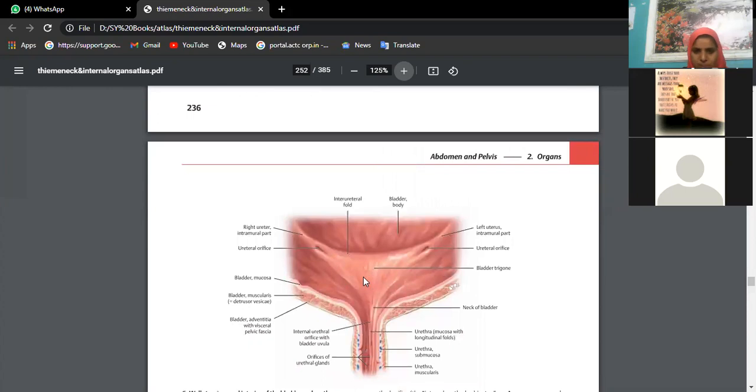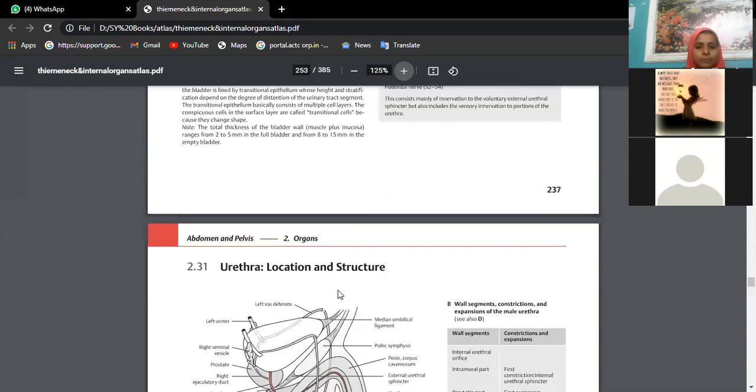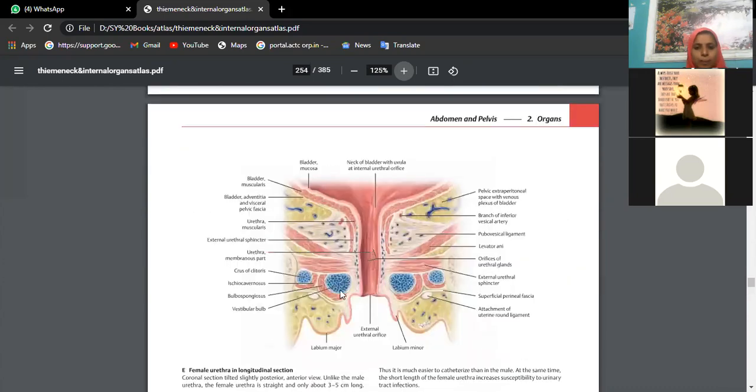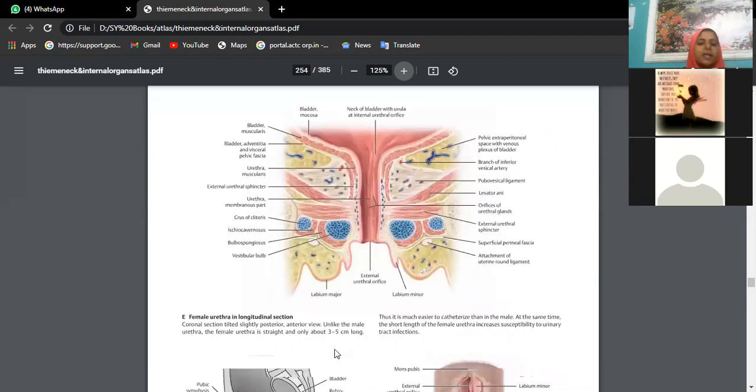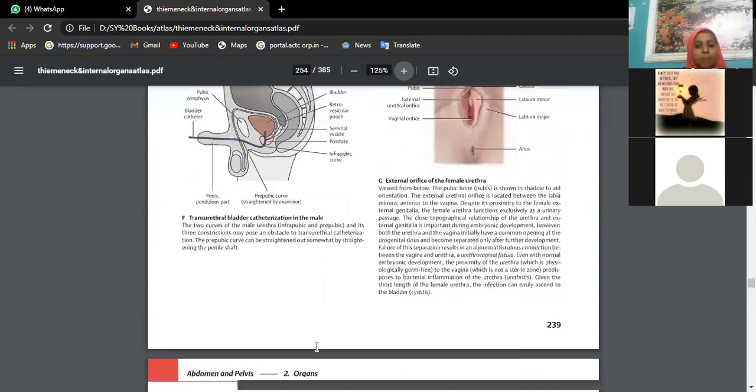Trigone is specifically shown here. These are the two ureteric openings, ureteric orifices. Okay, this is the triangular area, trigone. Okay, this is the female urethra. How to identify it is the female urethra? Because we are not finding any prostate gland at the neck of the urinary bladder. That's how we identify. Yes, this is the female urinary bladder.